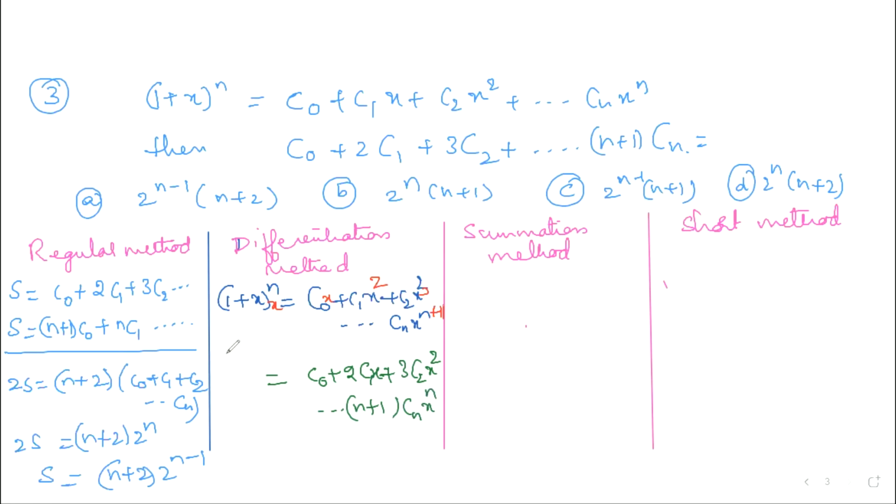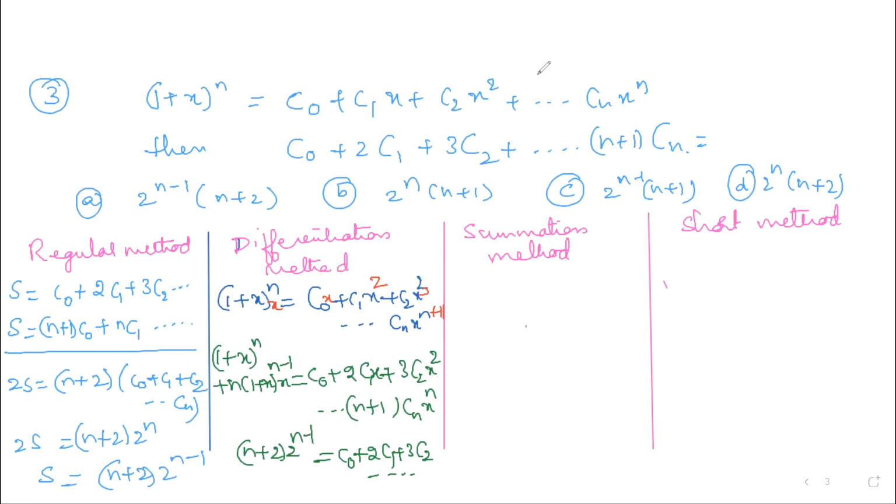Whereas on the left side, I have to use the product rule. Keeping (1 + x)^n as it is, differentiating x would be 1, plus, differentiating (1 + x)^n gives n(1 + x)^(n−1) times x. Now plug in x = 1 on both sides. That would give the required summation as (n + 2) times 2^(n−1) on the left side. And on the right side, you will have the required summation C0 + 2C1 + 3C2 up to n terms. This is by the differentiation method.